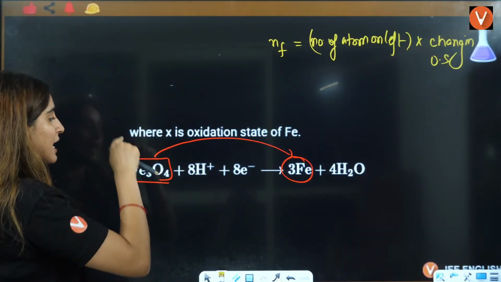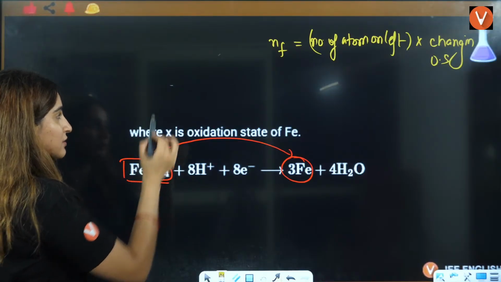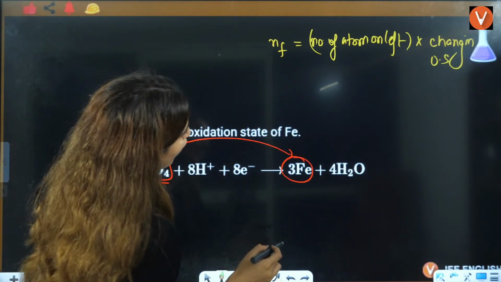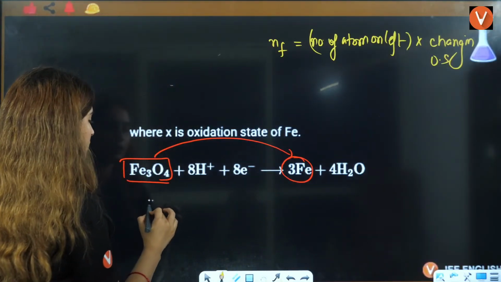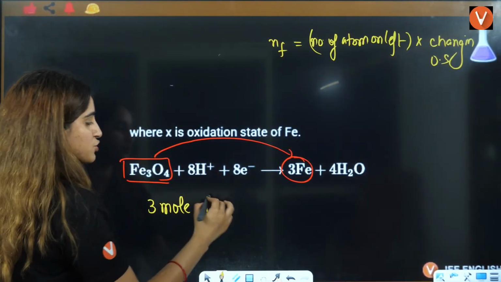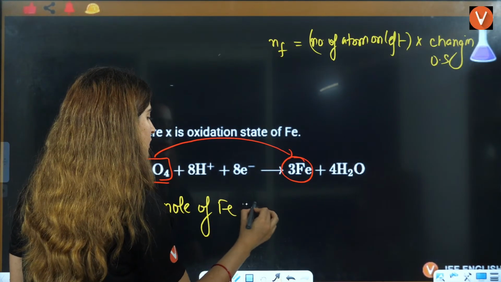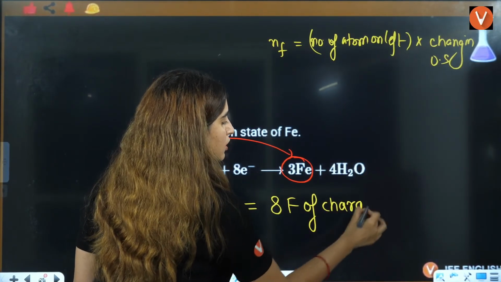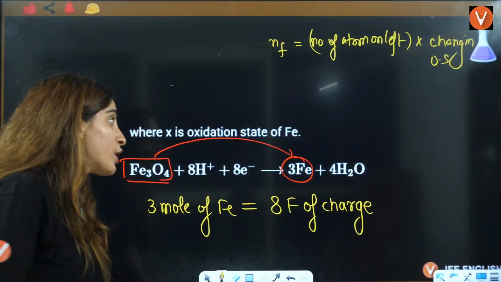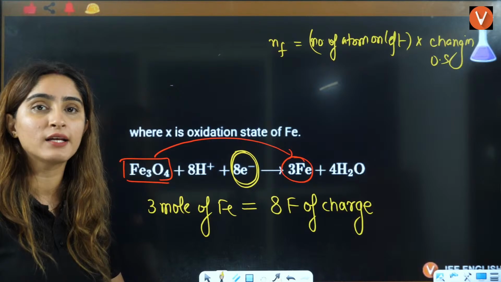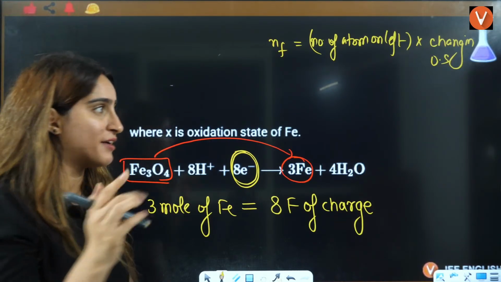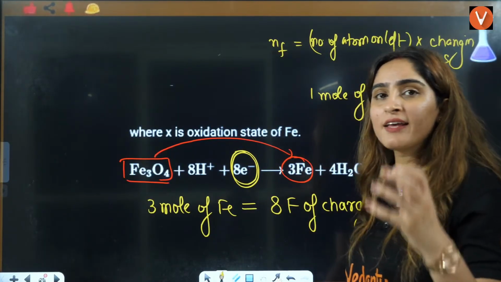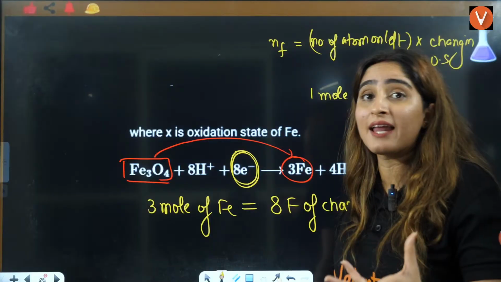So once you have done the balancing, from the balancing we will see that 3 mole of iron is produced by how much charge? 8 Faraday of charge. How, ma'am, did you tell us 8 Faraday of charge? Because here you have 8 electrons, and 1 mole of electron is 1 Faraday. That also you need to know. 1 Faraday is nothing but 1 mole of electron. The charge that 1 mole of electron carries is 1 Faraday.